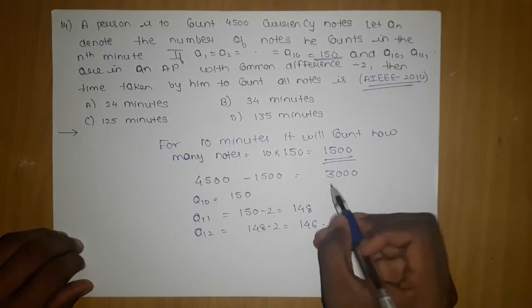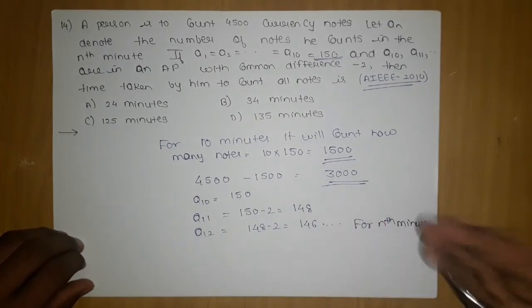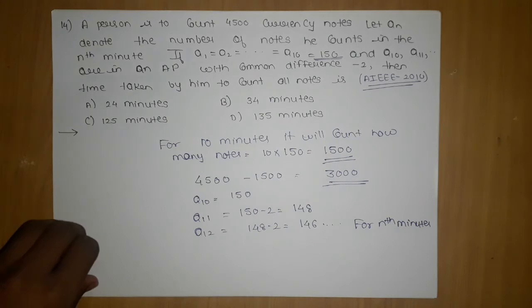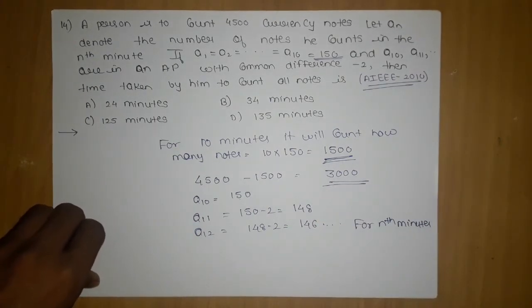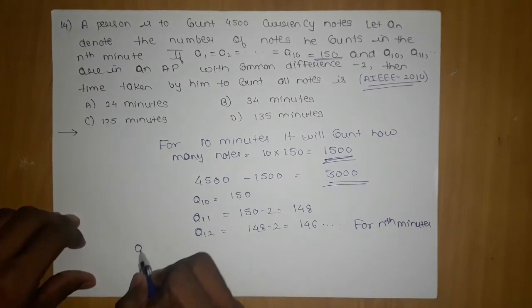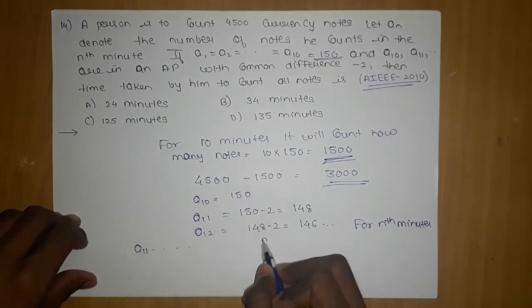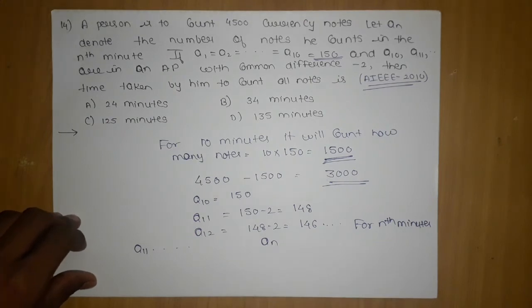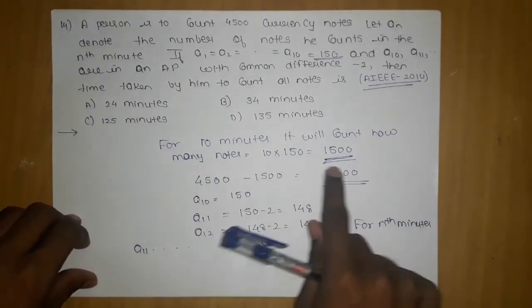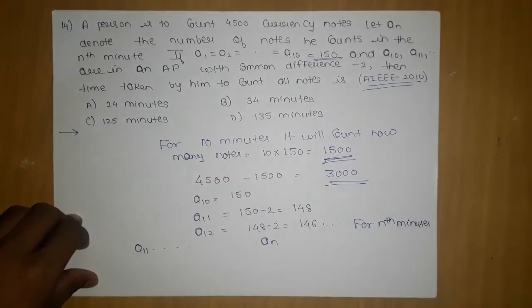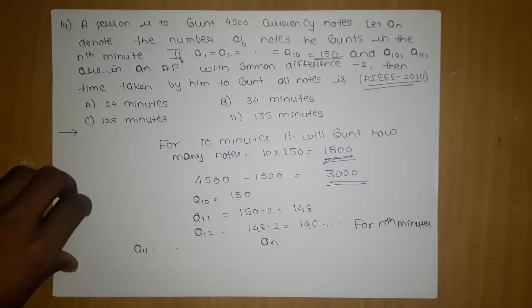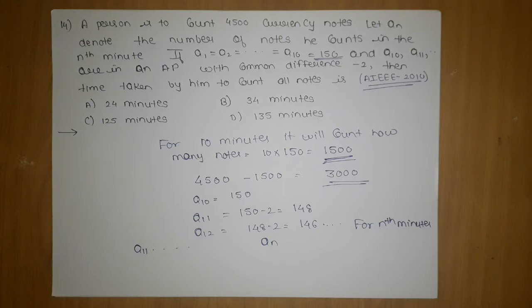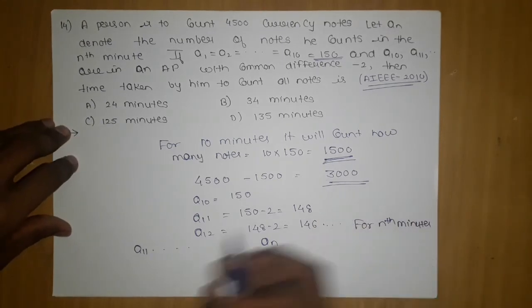Now we know he has to count 3,000 notes, because he has already counted 1,500 notes in the starting 10 minutes. So from A11, if I consider an AP, till A10 can I get its sum, and then add it with the remaining 10 minutes, to get the total notes he counted, or the total time spent to count 3,000 notes, because I know the sum value, how much he has to count in that. After 10 minutes he has to count 3,000 notes.